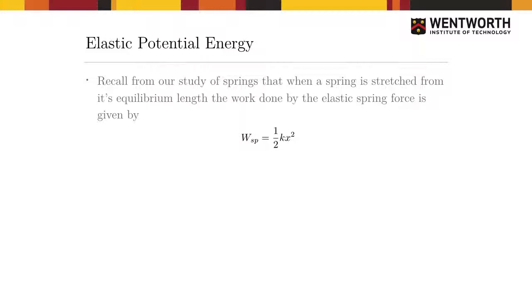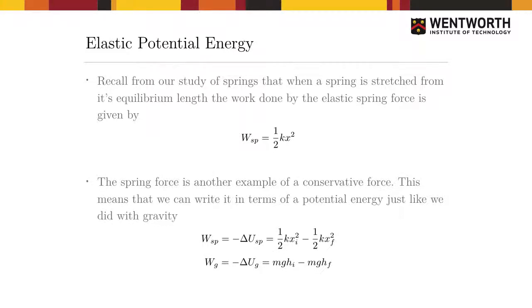Before we look at another example, let's go back to our discussion of springs. Remember that when we stretch springs, the amount of work required is given by this equation, where k is the spring constant and x is the stretch or compression distance. Now it turns out that the spring force is another example of a conservative force. This means that we can write the work done by the spring force in terms of potential energy. This time, it's called the elastic potential energy and represents the amount of energy stored in a stretched or compressed spring.